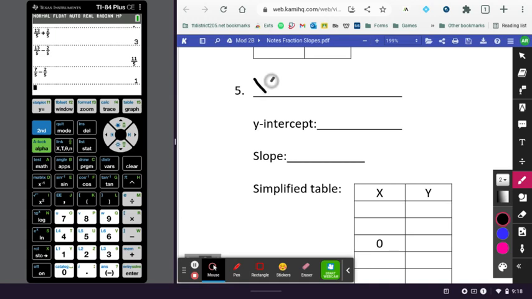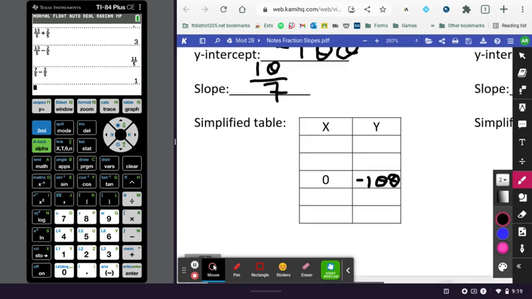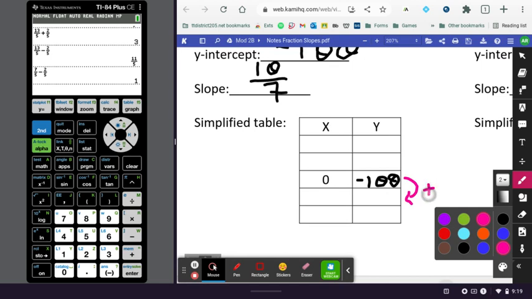So let's say we have y equals, and we got ridiculous with our numbers. So we had like 10 over 7 x minus like 100. Okay, so the y-intercept in this case is the negative 100. Our slope is 10 over 7. So we start with a negative 100. Well, that 10 up top is the math we do for our y. So we're going to add 10. That 7 on the bottom is the math we do for our x's. So we added by 7.